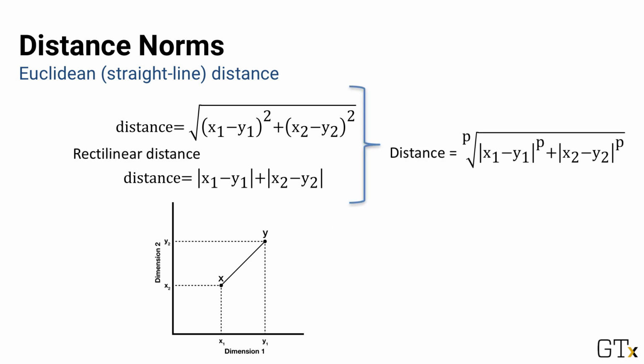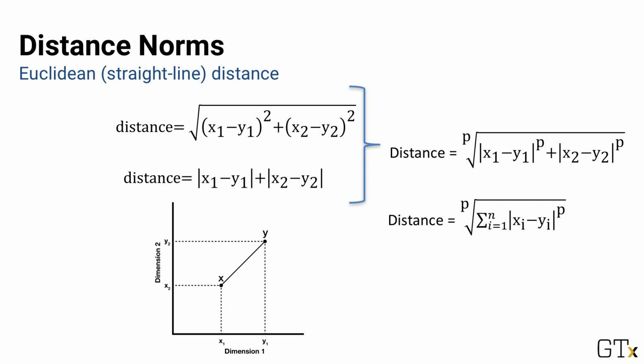We can generalize both of these to be the absolute value of x1 minus y1 to the pth power plus the absolute value of x2 minus y2 to the pth power and take the pth root of that sum, where p would be 2 for straight line distance and p would be 1 for rectilinear distance. And if we happen to be in a space with more dimensions, let's say n dimensions, we can write this as the sum over all n dimensions of the absolute value of xi minus yi to the pth power, and the pth root of all that sum.